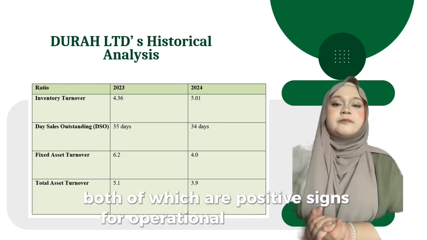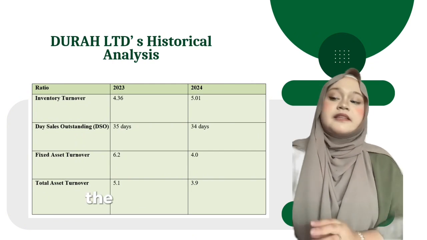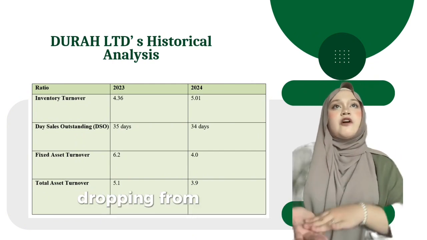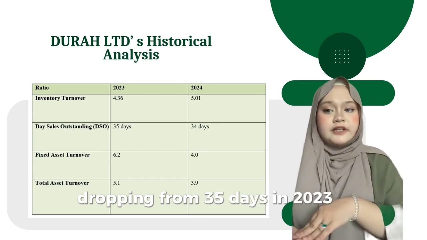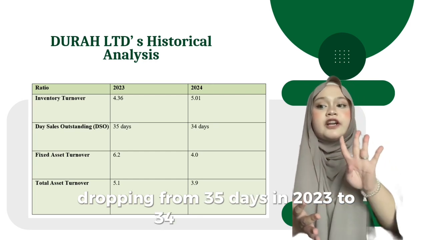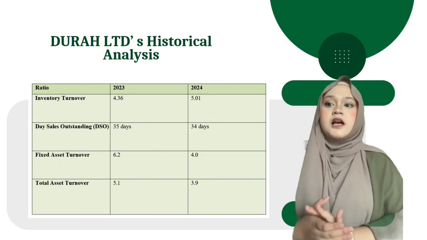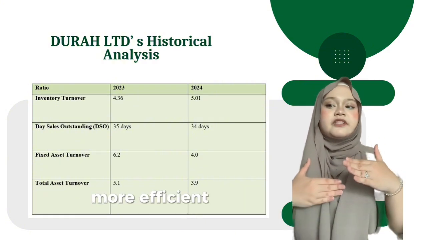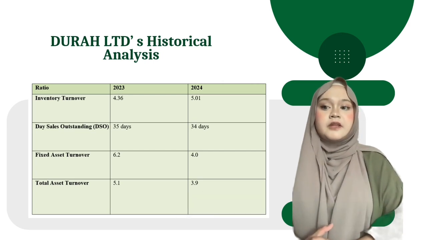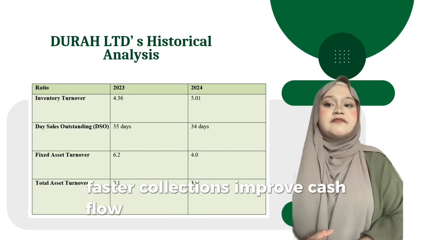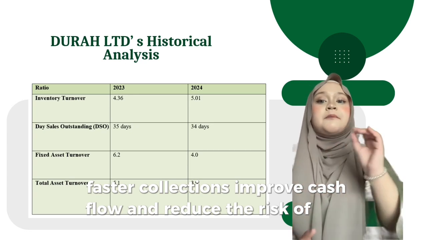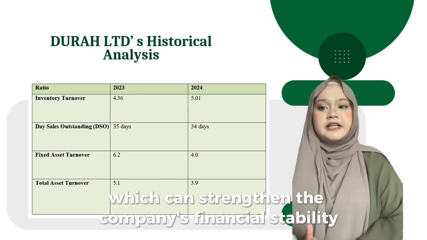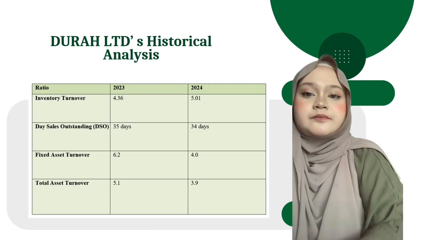The day sales outstanding also showed slight improvement, dropping from 35 days in 2023 to 34 days in 2024. This suggests that Durrah Limited has become marginally more efficient in collecting its receivables. Faster collections improve cash flow and reduce the risk of bad debts, which can strengthen the company's financial stability.